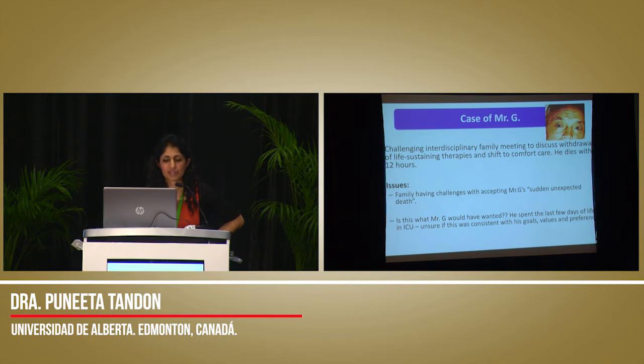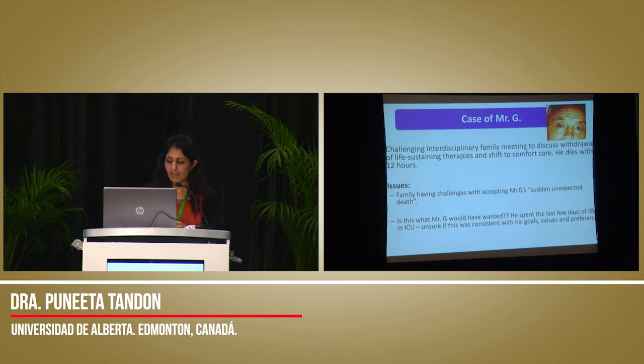So what's wrong with this situation? The first thing is the family does not leave happy. The family has a lot of challenges with accepting his, what they thought was sudden, unexpected death, but which we all knew was very much expected given how sick he was before he even came in. And secondly, is this what the patient would have really wanted? He spent the last few days of his life in the intensive care unit, and we didn't really know whether that was consistent with his goals, values, and preferences. And we do know that if patients die in the intensive care unit, that's often associated with significantly more stress for the family members. So having these discussions earlier could have changed that whole scenario.